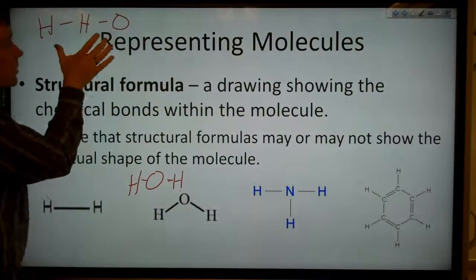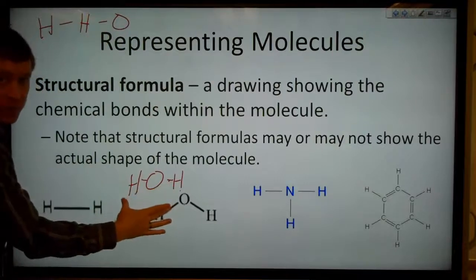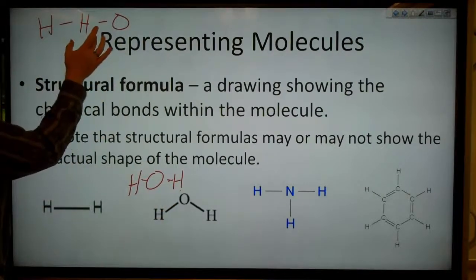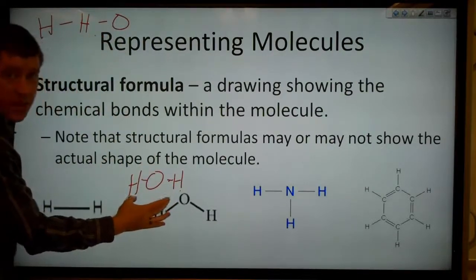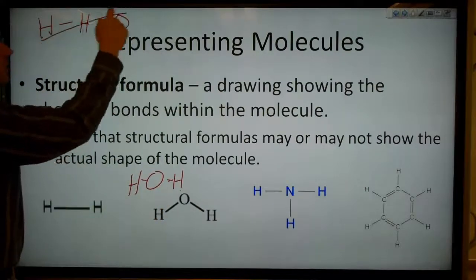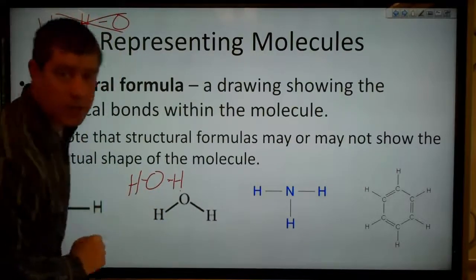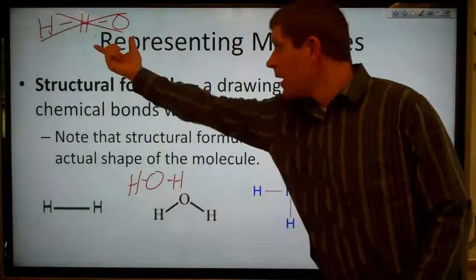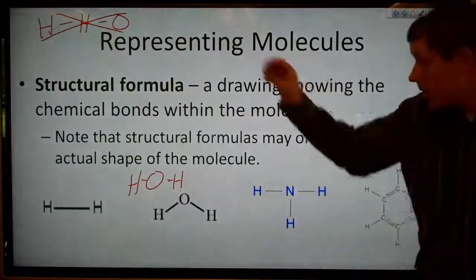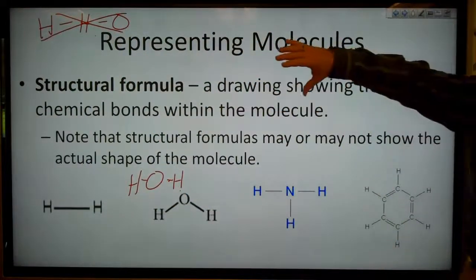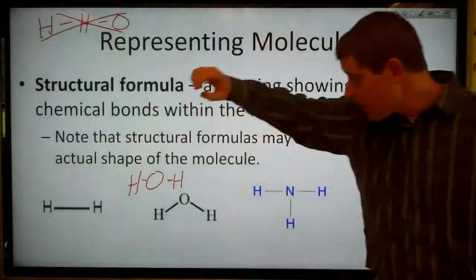This would be a different molecule than that one, because here we have a hydrogen atom in the center, and there we have an oxygen atom in the center. Right? This one doesn't actually exist anywhere, but this one does. This one is water, and that one is not water. Water doesn't look like that.